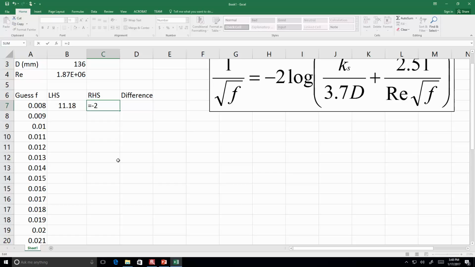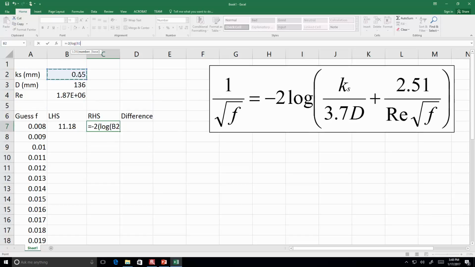Negative 2 times log. The first number is going to be the k sub s. K sub s divided by 3.7 divided by d. I need to anchor those references. So you divide by twice, and so you don't have to put in the parentheses. Like it executes the divided by 3.7, finds the number, and then you're dividing by the d. And so it's the same thing. So it eliminated a couple of parentheses there.